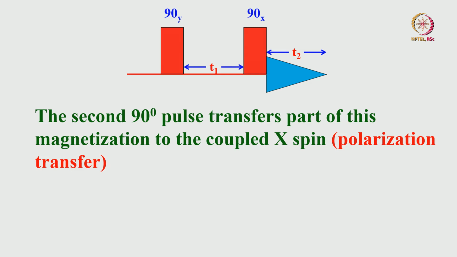Further, what happens? The second 90-degree pulse transfers part of this magnetization to the coupled X spin. During this process, the spins are interacting. It will transfer part of its magnetization to the coupled X spin.